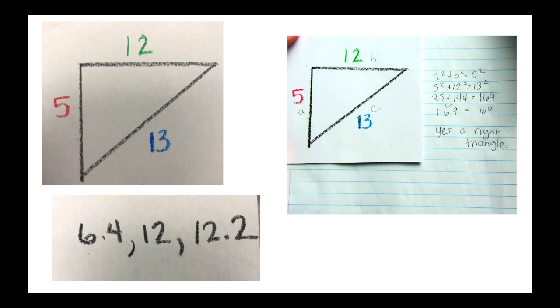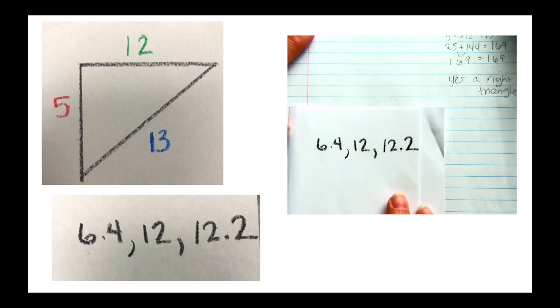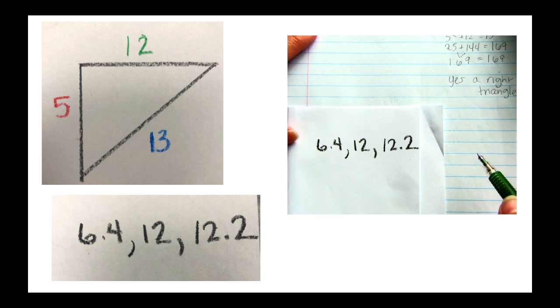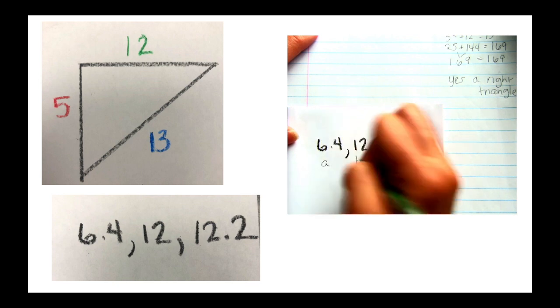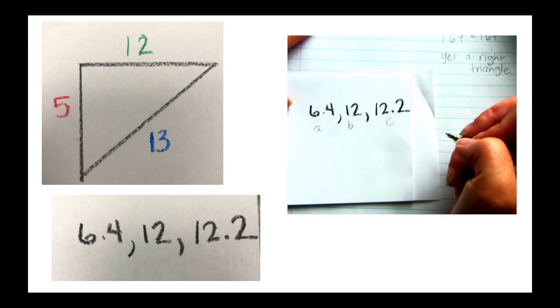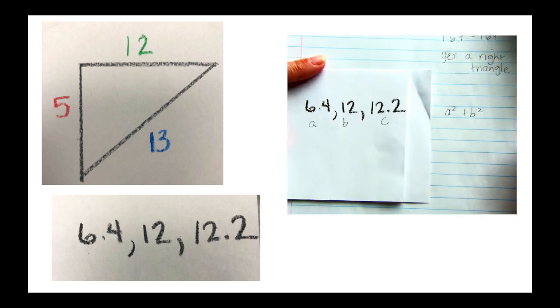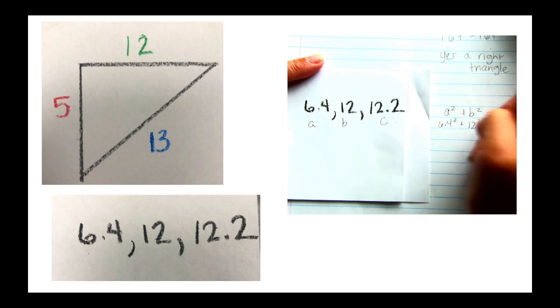Let's try another example. Sometimes they don't always give you a picture. They just give you your units of measure. So on this one, you have to figure out which one is the longest side to determine which one is C. 12.2 is the longest, so that's C. Now remember, A and B doesn't matter, so this is going to be my A, and this is going to be my B. So now let's come over here and let's see if this works. If it's a right triangle, A squared plus B squared would give me C squared. My A is 6.4, so I'm going to square that. My B is 12, and my C is 12.2.